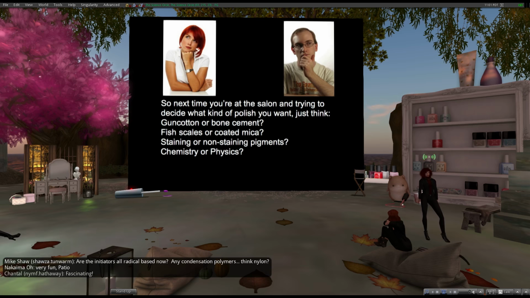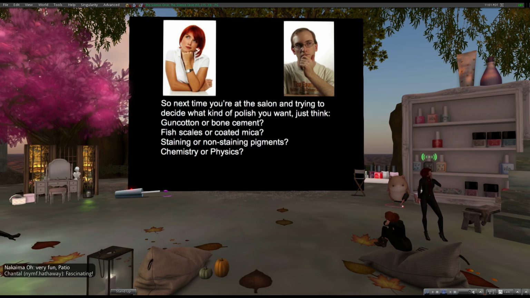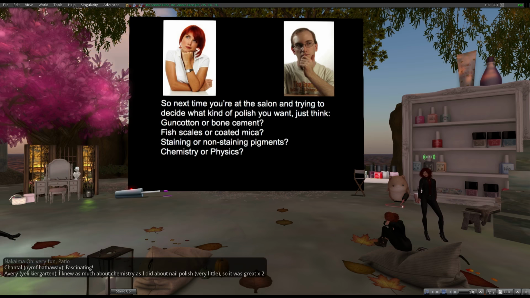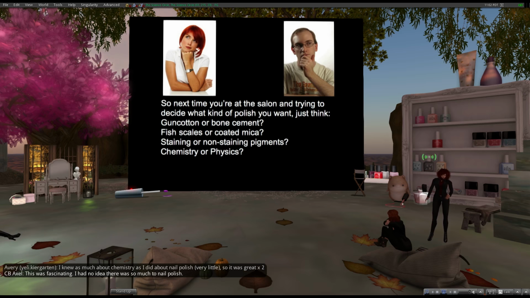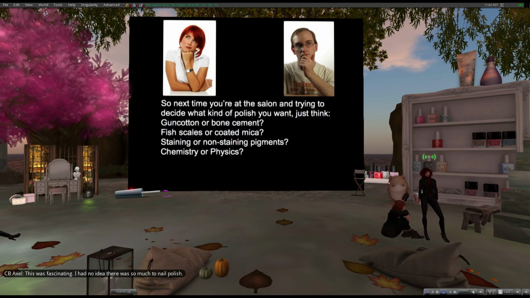Yeah, Mike, I haven't seen anything other than the radical based. I haven't seen the condensation polymers. The acrylics, the acrylic that mixes the solid form of the monomer with the hydrogen peroxide and activator, those are radical based as well. But yeah, hey, maybe Mike, there's a business here where you could make a condensation polymer nail polish.